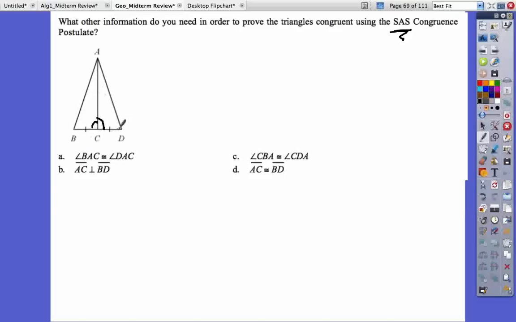What would make that true is if they're both 90 degrees because they make a straight line. So if AC is perpendicular to BD, those two angles are congruent. You have side angle side congruence. B is my correct answer.